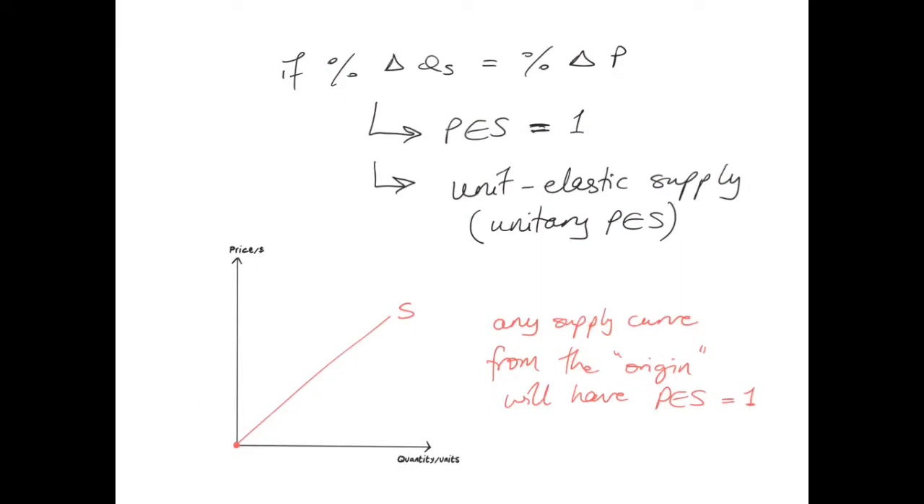Now, another situation that could happen: what if the percentage change in quantity supplied is exactly equal to the percentage change in price? So say price rises by 10% and quantity supplied increases by 10%. The value of PES will be equal to 1. Here we say that there's unit elastic supply or unitary PES. Any supply curve that begins from the origin will have a PES equal to 1. It doesn't matter how steep or flat it is, but any supply curve that begins or originates from the origin will have a unitary elastic supply, a PES equal to 1.